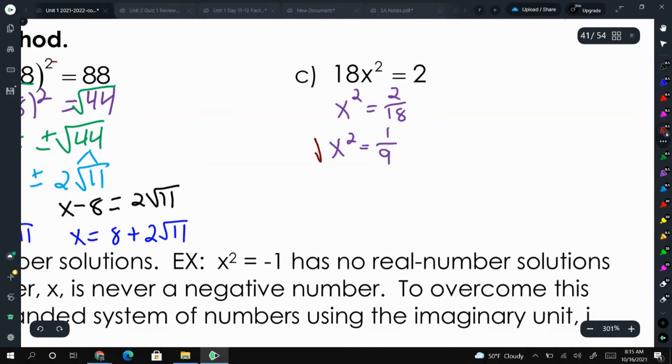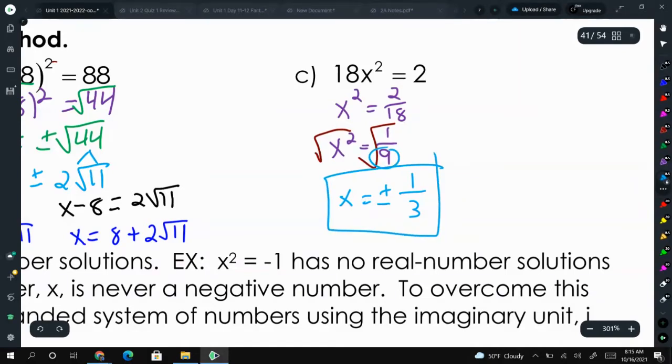Okay, now we can square root both sides. We're going to get x equals plus or minus. The square root of 1 is 1, and the square root of 9 is 3. And we have our answer there. So in this instance, factoring may have looked like it was going to be quick, and it probably would have been quick, but this was even faster to do it this way.